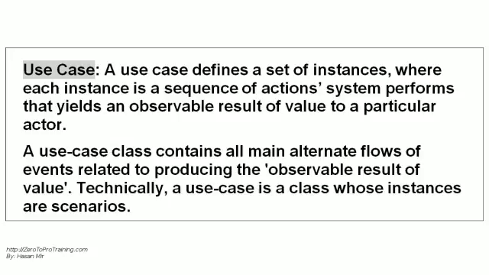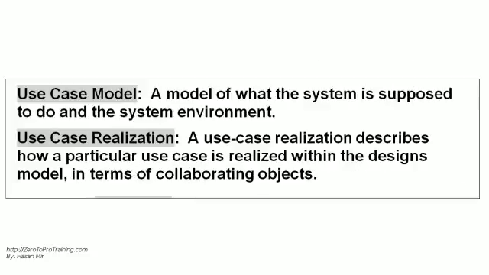Next, use case. A use case defines a set of instances, where each instance is a sequence of actions a system performs that yields an observable result of value to a particular actor. A use case class contains all main and alternate flows of events related to producing the observable result of value. Technically, a use case is a class whose instances are scenarios. Next, use case model, a model of what the system is supposed to do in the system environment.